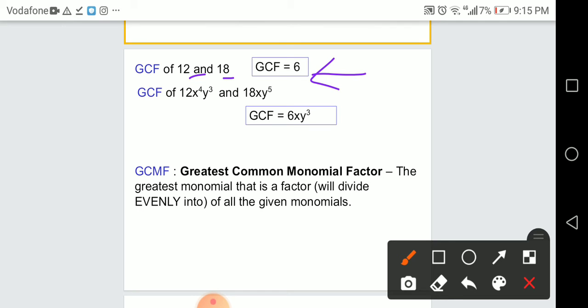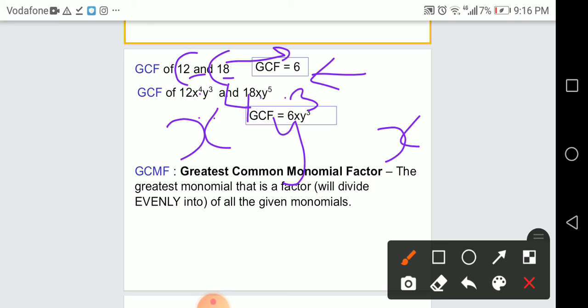What if I say 12x to the power 4, y to the power 3, and x alone, and y to the power 5? How can I get it? I get the GCF, the greatest common factor of the numbers first, which is 6. Then, it's very easy, but concentrate. x to the power 4 and y to the power 3. And I also have x alone and y to the power 5.